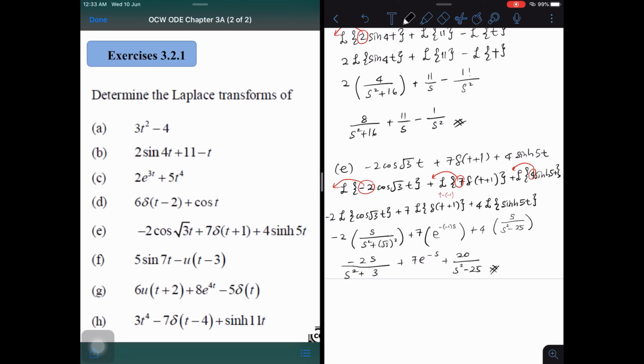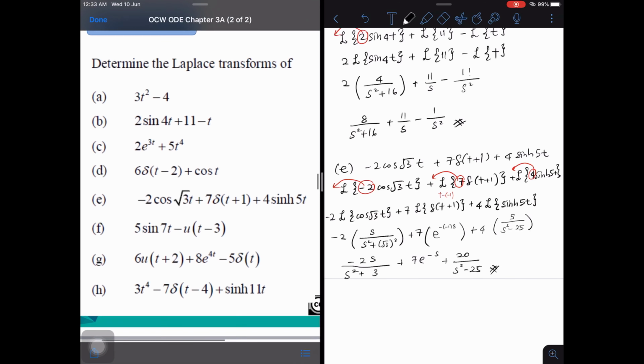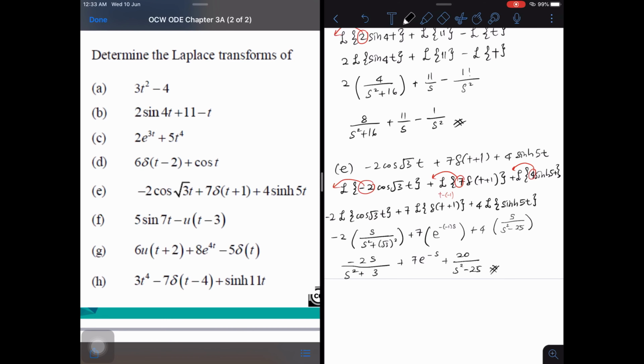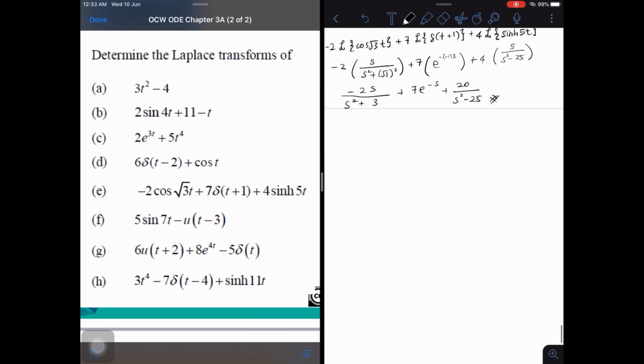Okay, so it's easy by using the first property, which is the linear property. Let's see one more example here. Let's say we want to solve question H. So we have here a function 3t to the power of 4 minus 7 delta t minus 4 plus sine hyperbolic 11t, right?